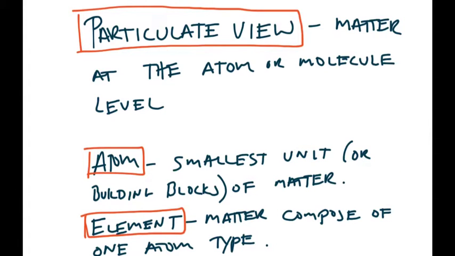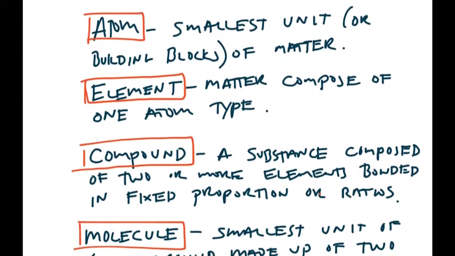So what is an atom? An atom is basically the smallest unit, or the building blocks of matter. We know that atoms are composed of subatomic particles, protons, neutrons, and electrons, where the protons and the neutrons are in the nucleus, and the electrons are on the outside.